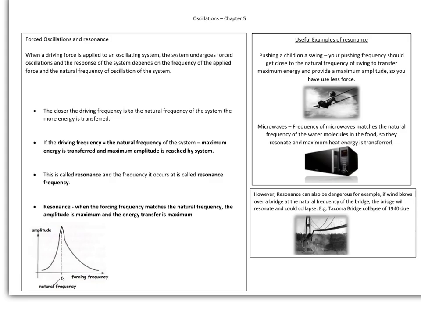Microwaves also use resonance, whereby the frequency of the microwaves matches the natural frequency of the water molecules in the food, so they resonate and maximum heat energy is transferred. These are useful examples, but some more dangerous examples are suspension bridges, whereby wind can blow against the bridge and the frequency of the wind can cause the bridge to resonate and potentially collapse. A real-life example of this would be the Tacoma Bridge collapse in 1940 due to wind.